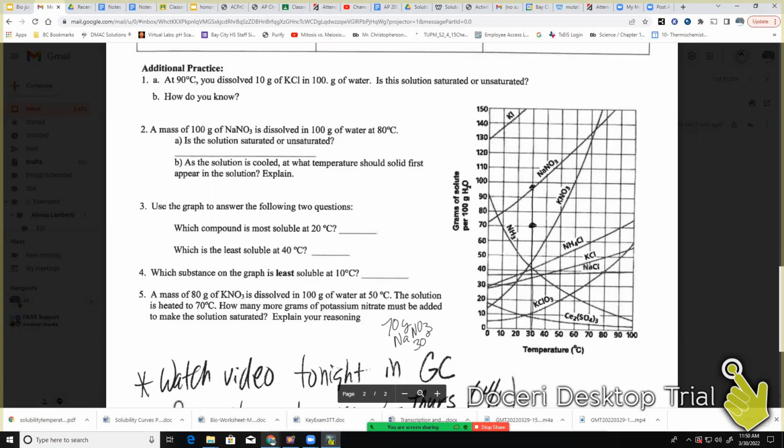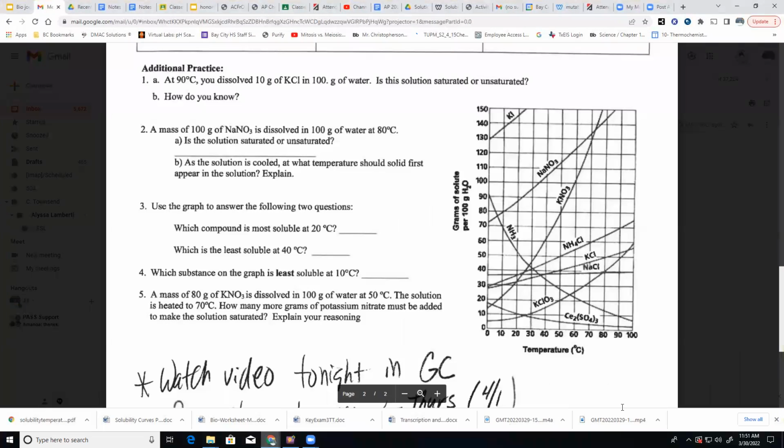So what are you going to have to do on that one? Just do a little subtraction, right? We said to be saturated, it needed 95 grams, but we only had 70. So we would need to add 25 more grams to get that to a full saturated solution. All right, why don't y'all try the other three in that little boxed area?